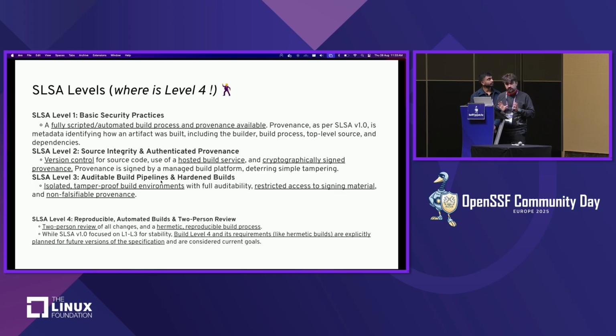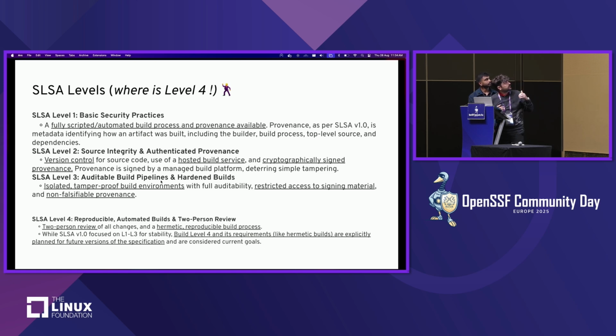All right, so what are the 3 levels plus 1? Level 1 is essentially, there's a level 0, which is nothing at all. But level 1 is essentially very generic best practice. So your build system is automated and is scripted, and you generate provenance, meaning you generate kind of how you build it.